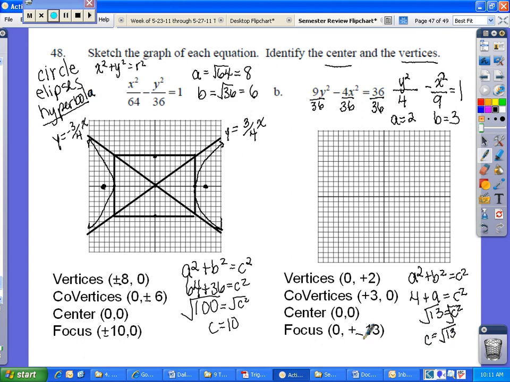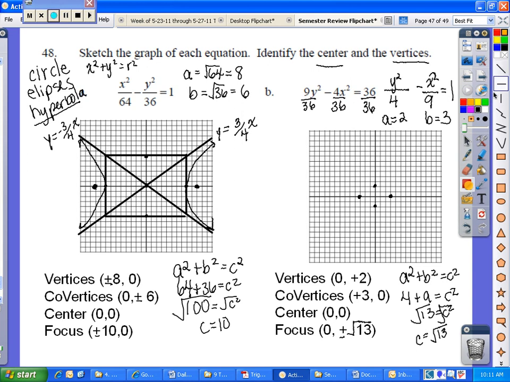Okay, so that's why you have this plus or minus the square root of 13 for your focus points. Again, the first variable is y squared, which goes with a, so your major axis, or your transverse axis, is along the y-axis. So therefore I'm going to plot a point at 2 and negative 2, and then 3 and negative 3 for my co-vertices, and that's what I'm going to use to now draw my rectangle. So now I'm going to draw my rectangle. Draw the other one. And then draw my asymptotes.